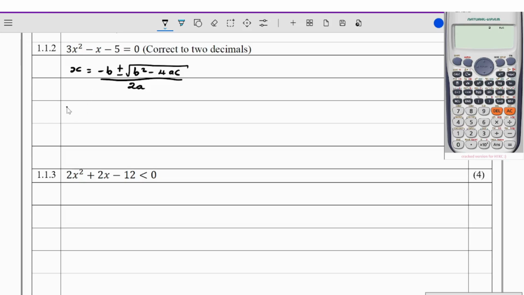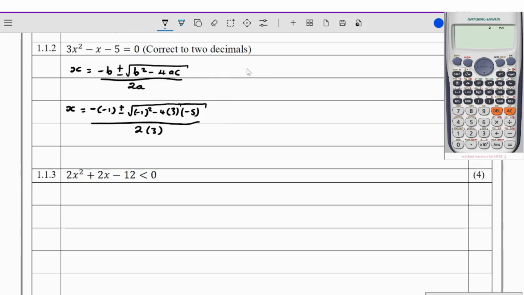Now from my formula here, we already know that the value of b is -1. So we're going to have negative into -1 plus minus the root of -1 squared minus 4. The value of a is 3, and then the value of c is -5. Remember to put everything inside the square root, your root, and then divide everybody here by 2 into a, where the value of a is 3.